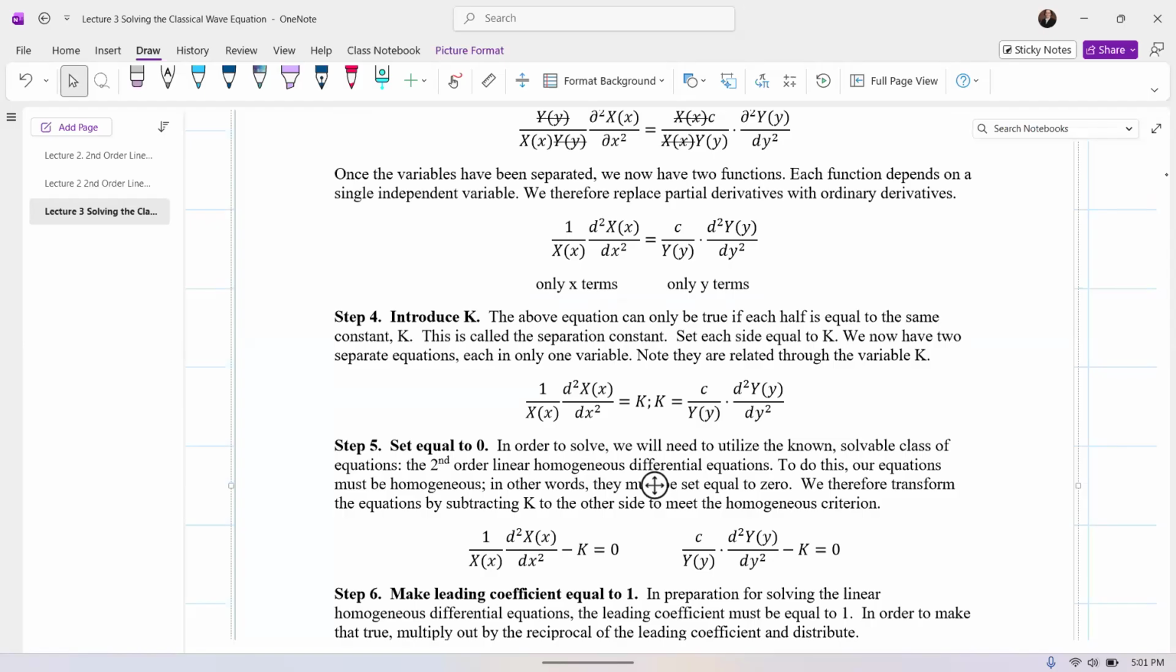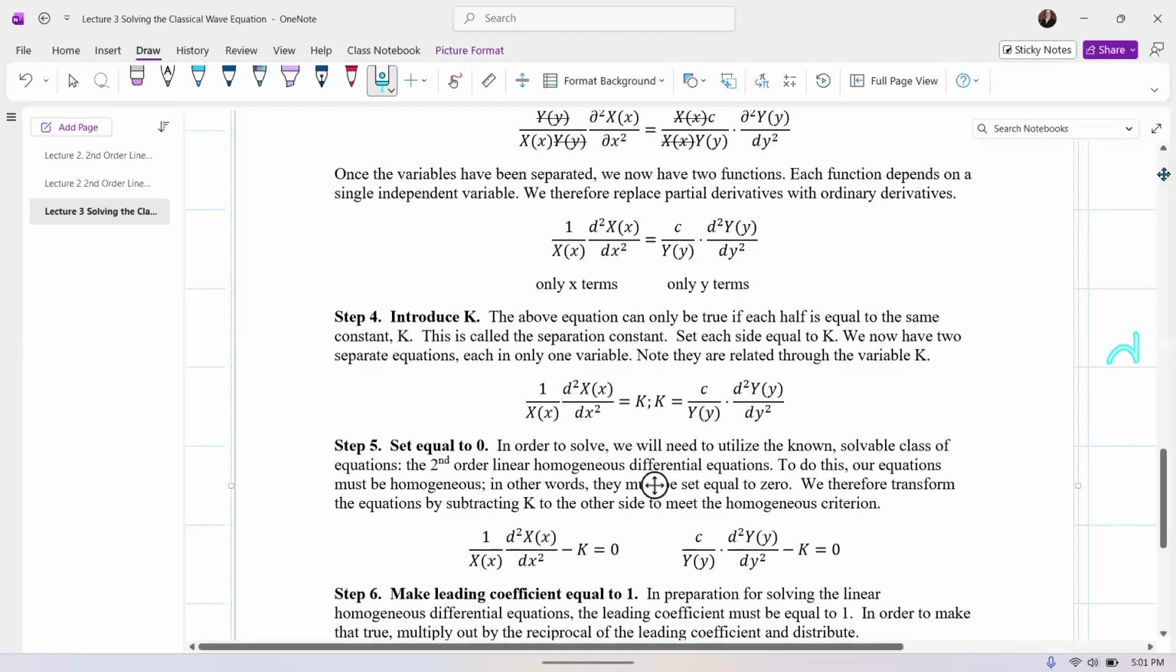So here is what we're going to do. We're going to create some constant k. So the above equation can only be true if each half is equal to the same constant k. Otherwise, equality doesn't hold, right? The answer of whatever the left-hand side is has to be equal to the answer of whatever the right-hand side is. That's what the equal sign means. So that's why we're going to introduce the k. Now, when we introduce the k, which I've got right here, I set each side equal to the same k.